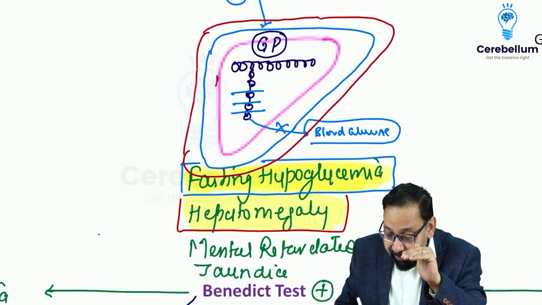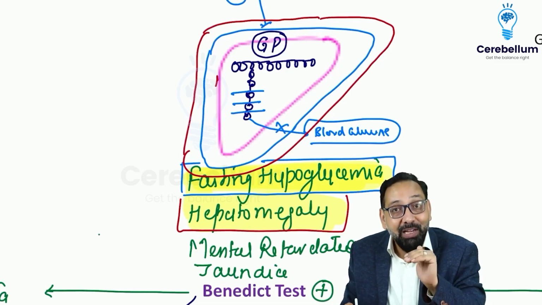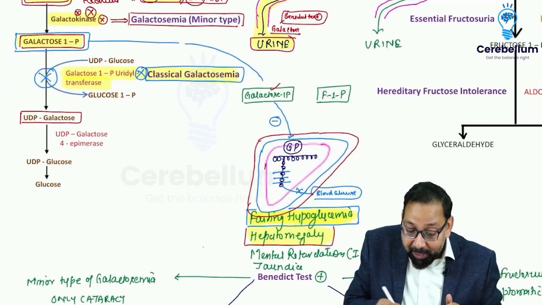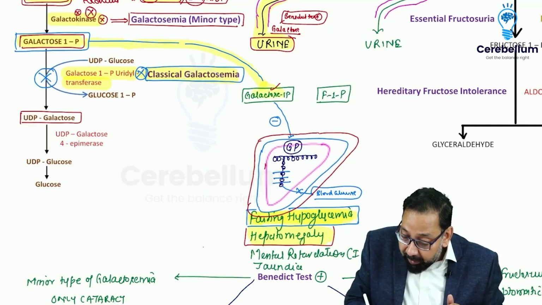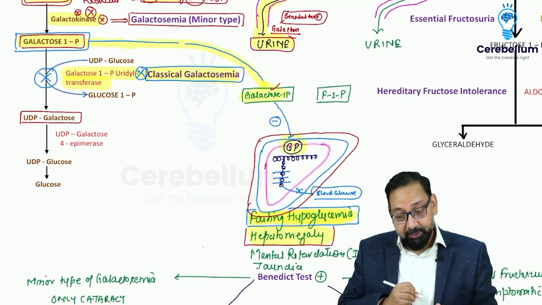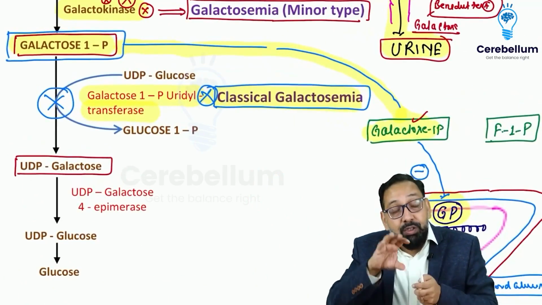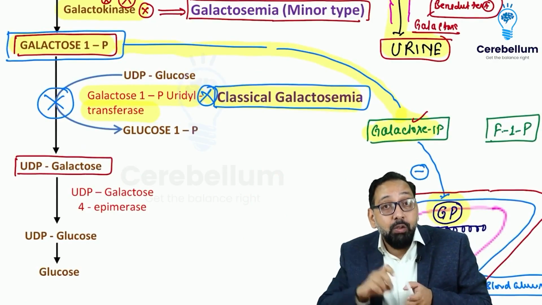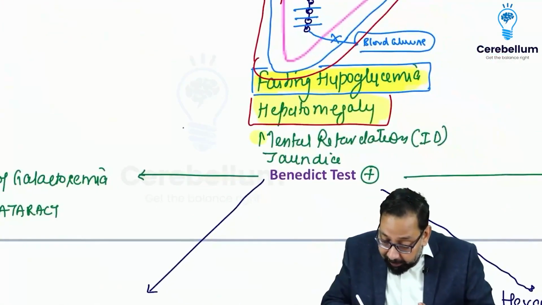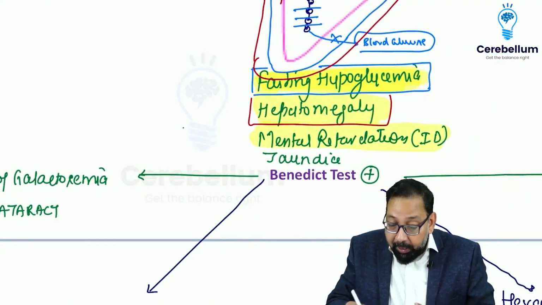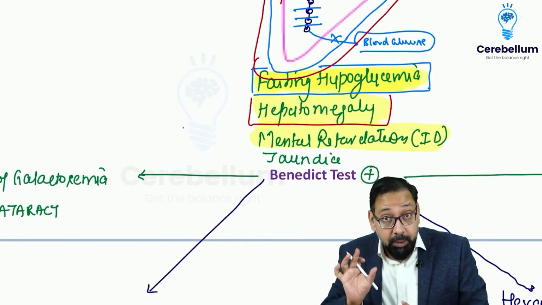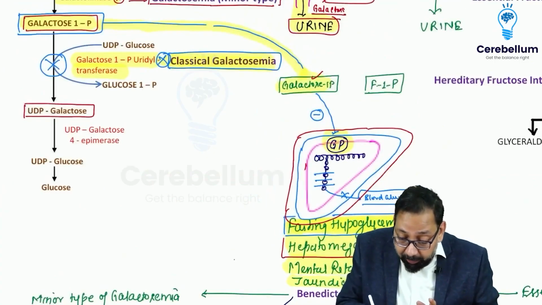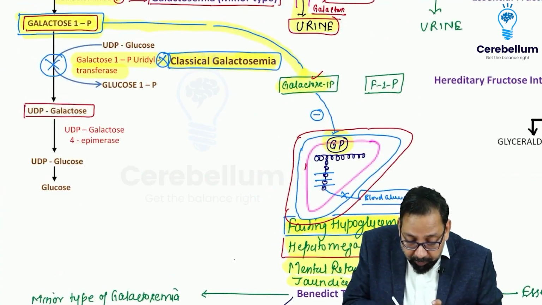Whenever you see this in a question, immediately you start thinking about liver glycogen storage disease, but it is also found in classical galactosemia. Why? Because this galactose 1 phosphate inhibits glycogen phosphorylase. This galactose 1 phosphate sequesters all phosphate, and it is deposited, so it leads to mental retardation or intellectual disability. Liver function is affected, so jaundice would be there. So these are symptoms of classical galactosemia due to this galactose 1 phosphate.